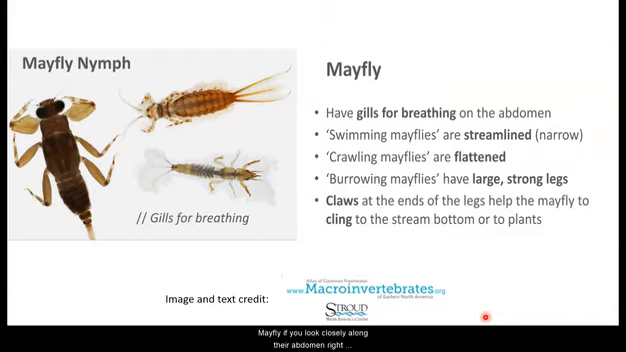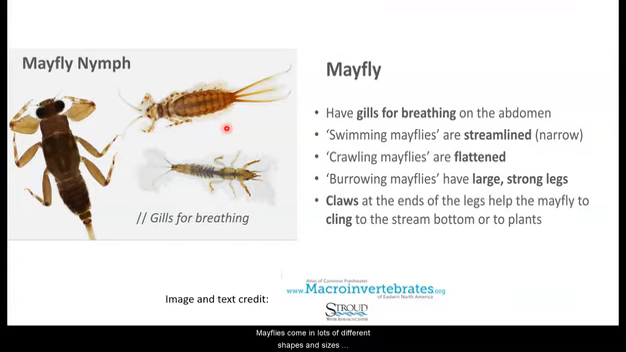The mayfly, if you look closely along their abdomen, right down here, especially if you're looking with a microscope, you can see these little structures that look like feathers. Those are actually gills. They use those gills to breathe.